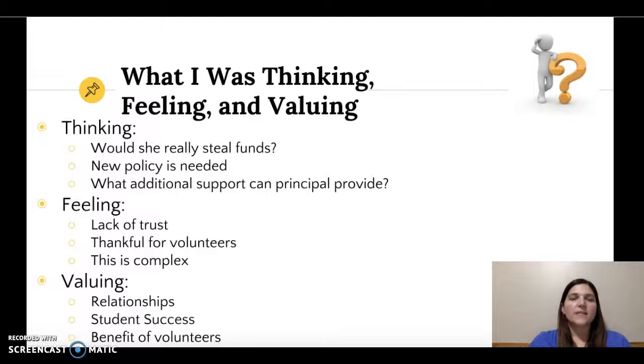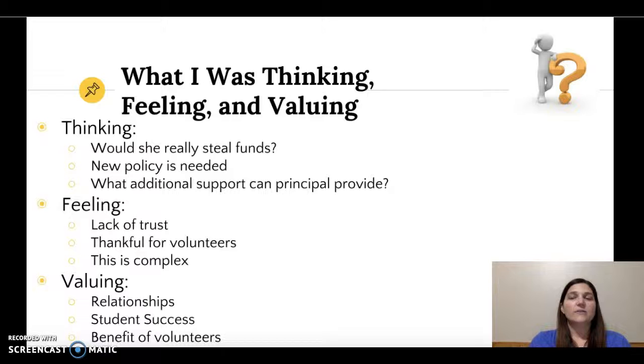Debriefing the problem. Things I was thinking, feeling, and valuing are: I was thinking, would Mrs. Bowman really steal the funds? She's been such a good volunteer. Could that really happen? I was definitely thinking we needed a new policy like the torn ticket policy, and I also was wondering and thinking, what additional support could the principal provide? I was feeling a lack of trust for some parent volunteers. I was also feeling thankful for these volunteers.